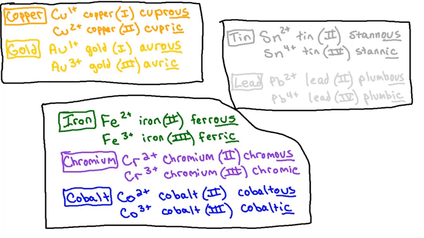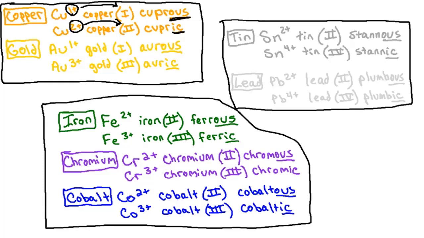Let's start with copper up here at the top left. Copper can be either a 1 positive charge or a 2 positive charge. So that's going to determine if you say copper with a Roman numeral 1 after it or copper with a Roman numeral 2 after it. The copper with a 1 charge, with the least amount of charge, is called cuprous, O-U-S, and the copper with more charge, the 2 plus charge, is called cupric, and it has that IC on it.